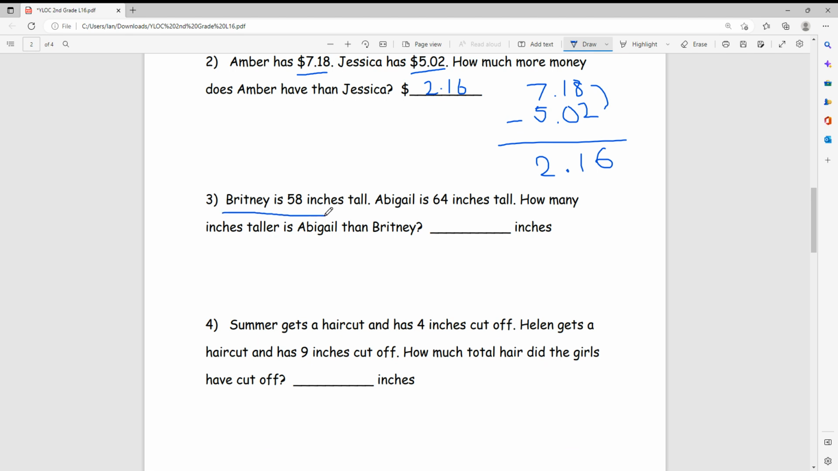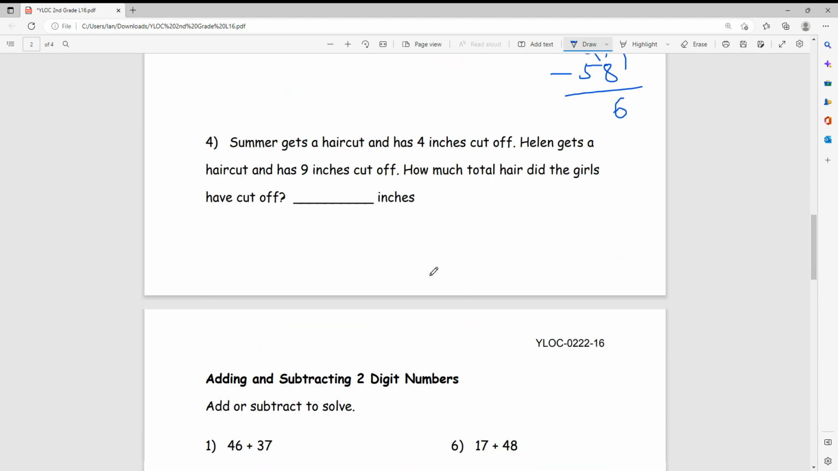Number 3, Brittany is 58 inches tall. Abigail is 64 inches tall. How many inches taller is Abigail than Brittany? Subtraction once again. So it's just 64 minus 58. 4 can't subtract 8, so we minus this by 1, so it'd be 5. Add the 10 to this spot, so it'd be 14 minus 8. 14 minus 8 is 6. 5 minus 5 equals 0, so our answer is just 6 inches.